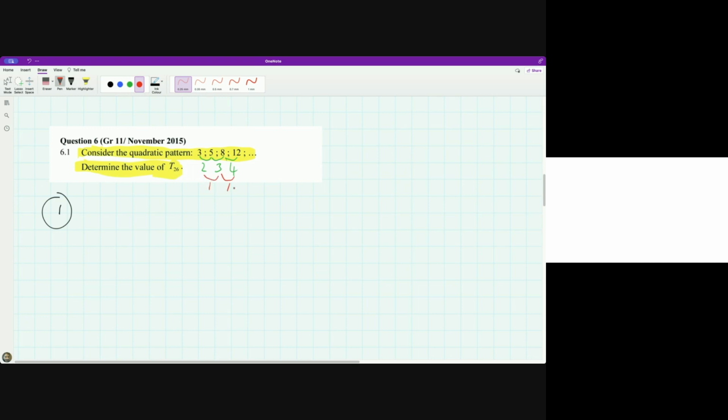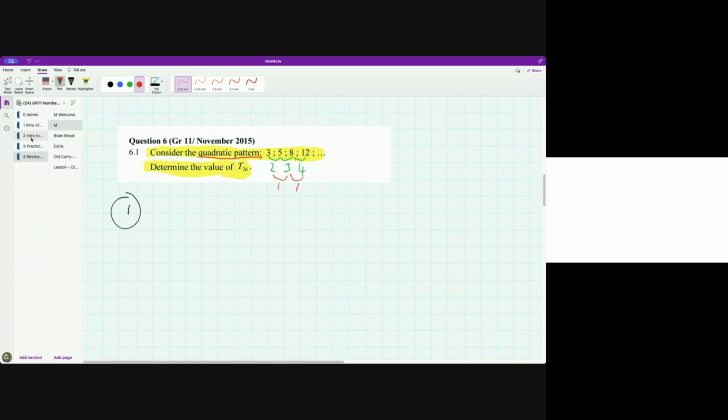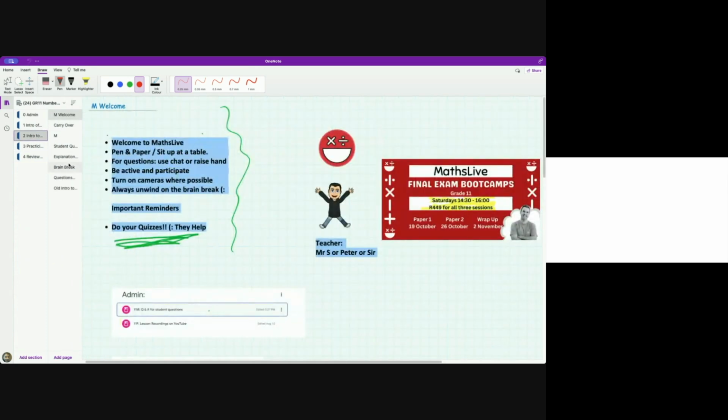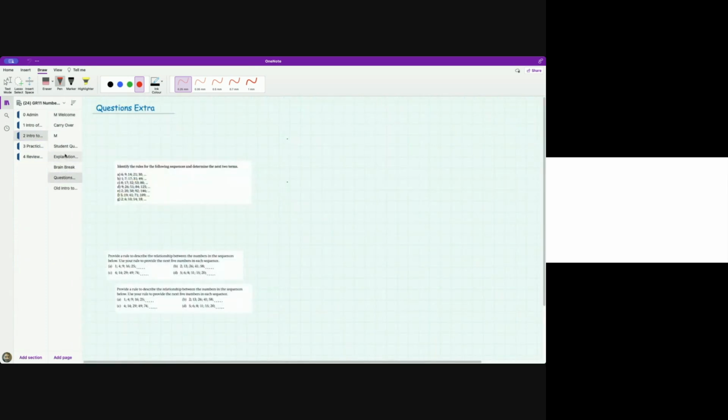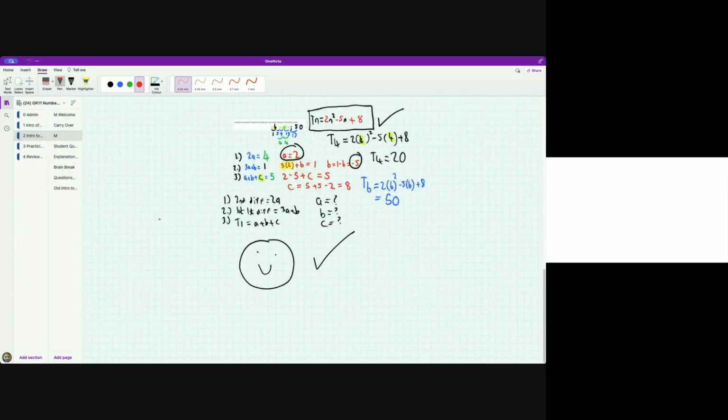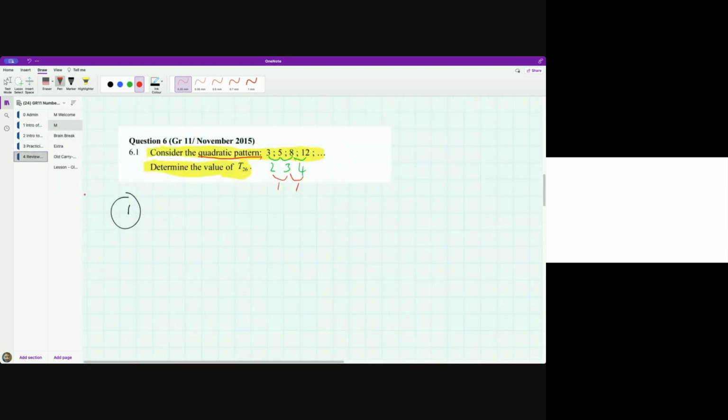We kind of expected that though, because it said. Should we go back and have a peek back in earlier lessons? What are the important steps? First difference, sorry, second difference 2a, first difference 3a plus b, third step a plus b plus c. See if you can use that to help you.